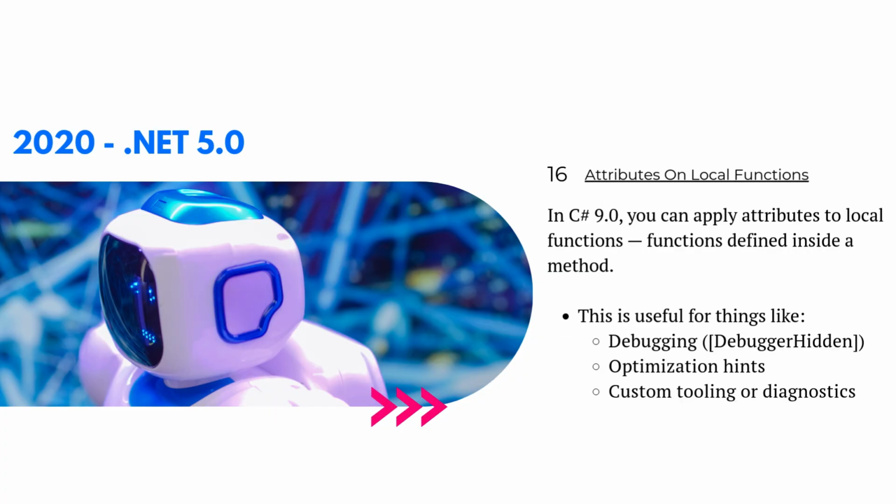In C# 9.0, you can apply attributes to local functions defined inside a method. This is useful for things like debugging, DebuggerHidden, optimization hints, custom tooling or diagnostics.